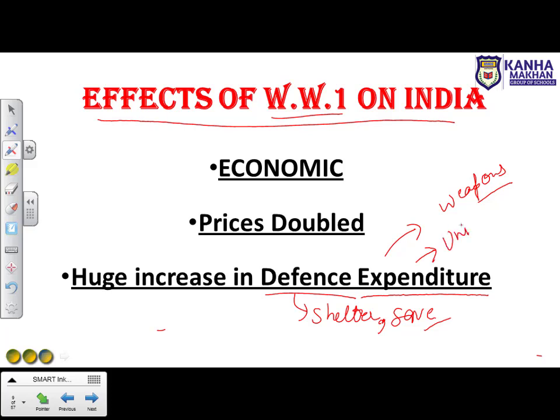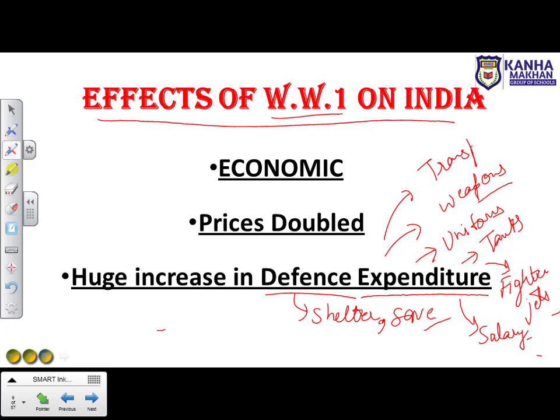Then uniforms, not only that, different things like tanks, fighter jets, all of these things, not only that, the salary which the army officers get, and different kinds of expenses like the transport, because they have to go from one area to another. Then the different defense equipments, like walkie-talkies or satellite phones, all of these things are new, but at that time also different equipments were used. So all of these things come in the defense expenditure, because the government has to spend a huge amount of money for all these things.